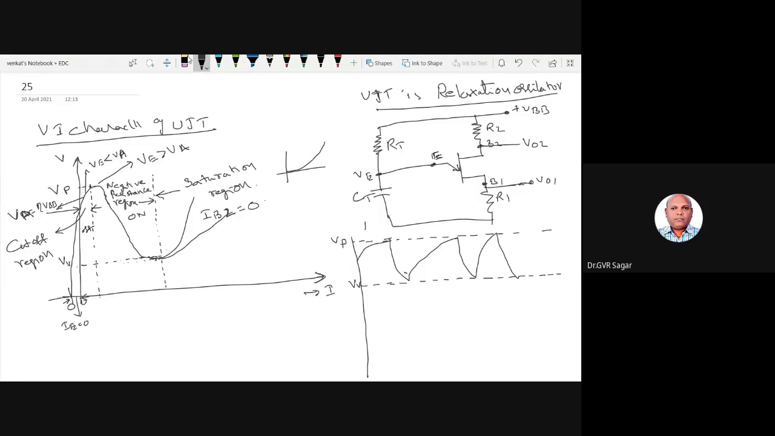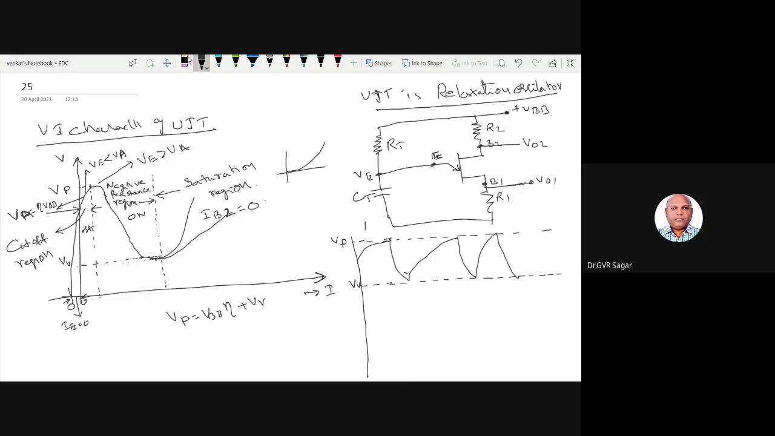How much is the peak voltage here? Vp is equal to this peak voltage. We are showing that it is eta into VBB plus V gamma. Vp is equal to VBB into eta plus V gamma. This is the peak voltage what we defined here at this point. The maximum voltage exists here. So this is the emitter voltage applied. So this peak voltage is reached here.